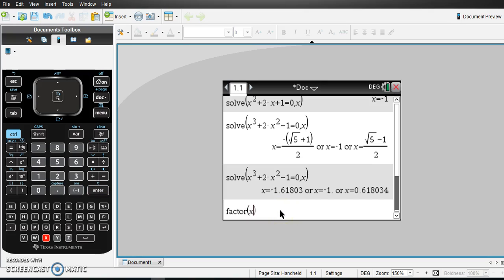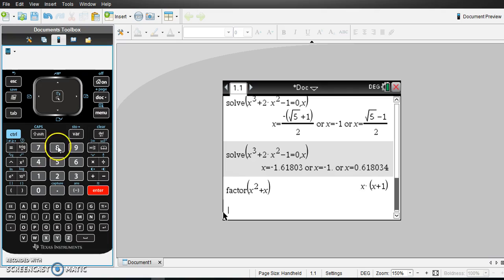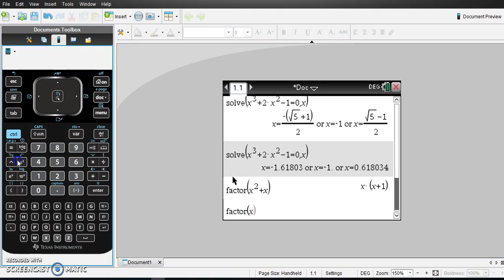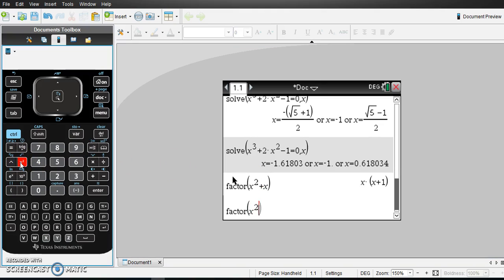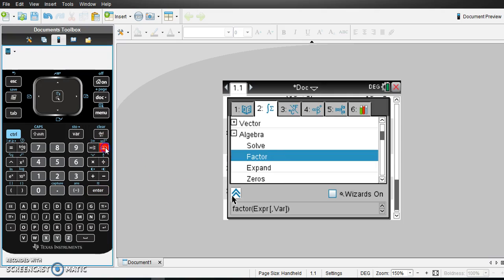So if I wanted to factorize, for example, x squared plus x, then it will automatically do it for me without putting in the variable, because it's intelligent enough to do that. And it will even do it if I wanted to factorize, for example, x squared y plus y squared x. It will even factorize all of that for me. So you see, you don't then need to put in a variable afterwards.